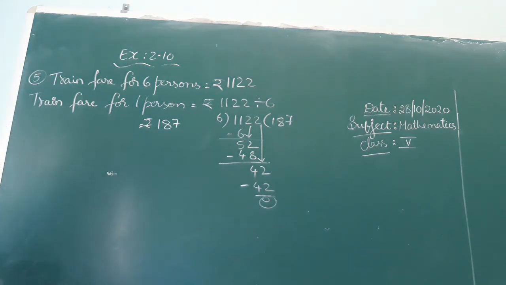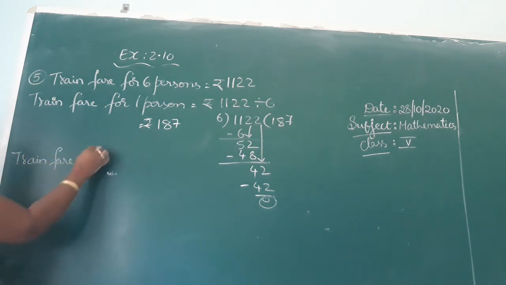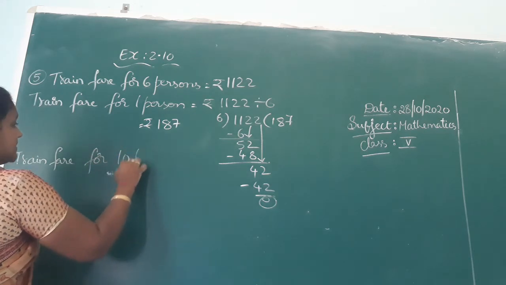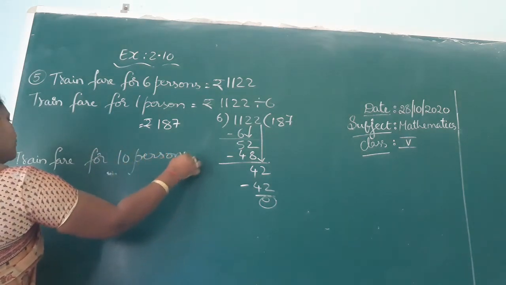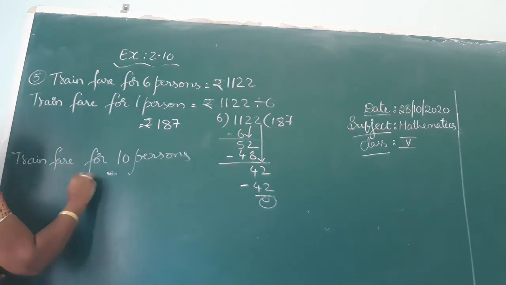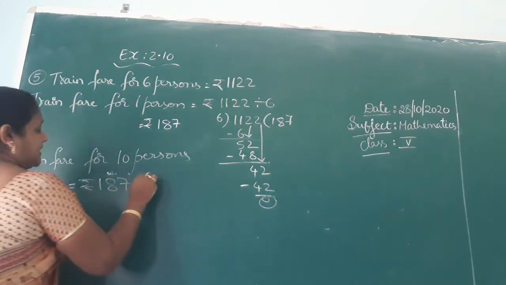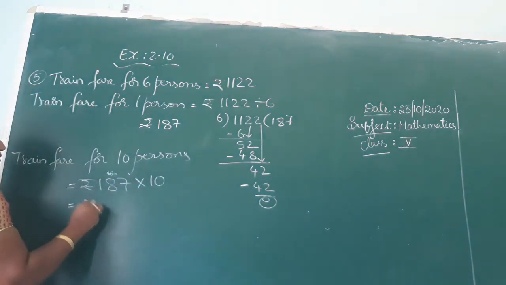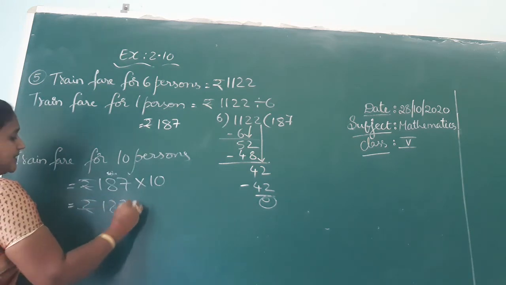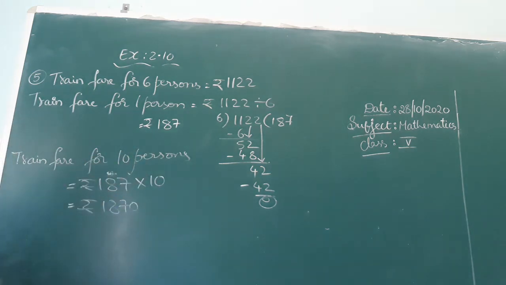Here they are asking the train fare for 10 persons. We got one person's fare, now we have to find it for 10 persons. It is 187 rupees into 10, which is 1870 rupees. 1870 rupees is the cost of 10 persons, that means the cost of 10 tickets. Okay? See the next one.